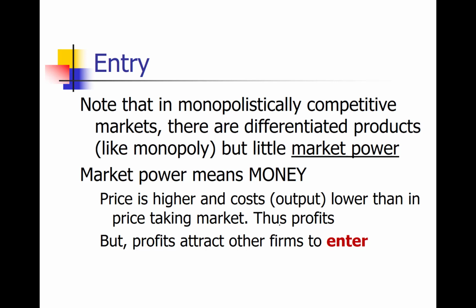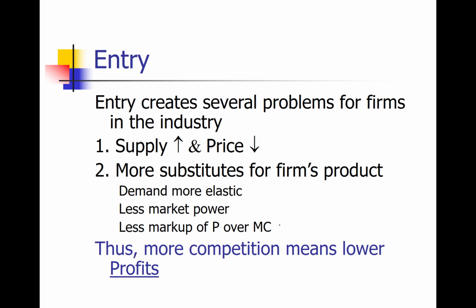They attract other firms, and so what happens when you have entry? With entry, the supply increases, price goes down, and think about the amount of substitutes for each firm's product. There's more and more people making stuff that's fairly close, so you've got more close substitutes being developed, so the demand curve becomes more elastic over time. So not only is the price going down, the demand curve is becoming more elastic, less market power, less ability to mark up the price over marginal cost, lower profits. Okay, so that's the problem.